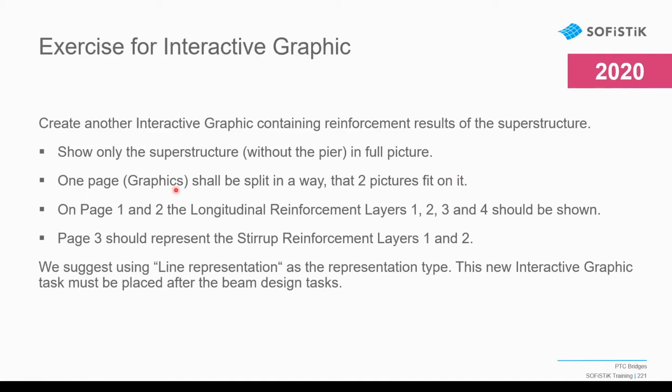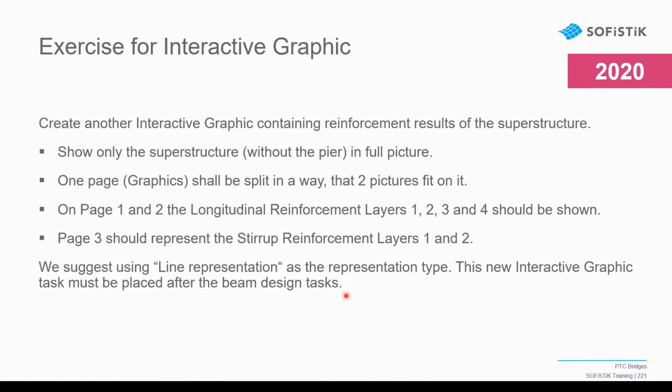One page, or we can say graphic, shall be split in a way that only 2 pictures fit on it. On page 1 and 2, the longitudinal reinforcement layers 1 and 2 should be shown, and then 3 and 4 should be presented on the next page. Page 3 should represent the stirrup reinforcement layers 1 and 2. And basically the line representation is suggested for the representation type. And then the location of this interactive graphic should be placed after the beam design task.